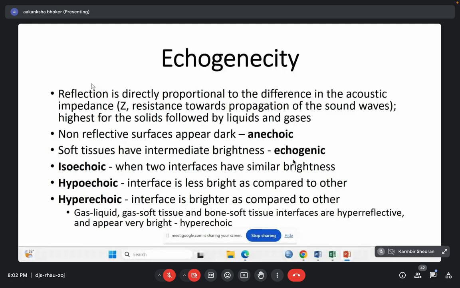Isoechoic means those structures which are having similar echogenicity. Then hypoechoic means if some structure is less bright as compared to the other, and hyperechoic if the structure is more bright as compared to other. Examples of hyperechoic are gas and bone. Like I told, gas is having very low acoustic impedance, liquid in the intermediate range, soft tissue is in the intermediate range. Bone is having very high. So here, with all these interfaces, there is a high degree of difference in the Z, that is the acoustic impedance. That is why these structures will be hyper reflective and they will appear very white on the ultrasound.